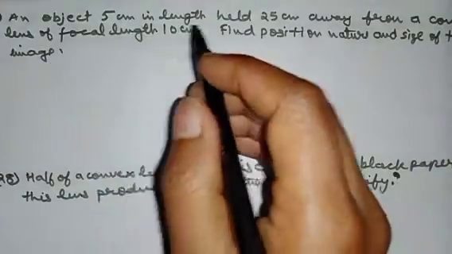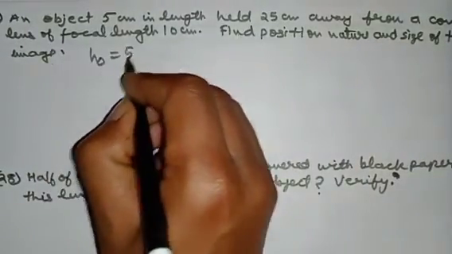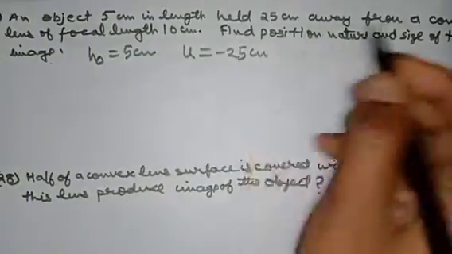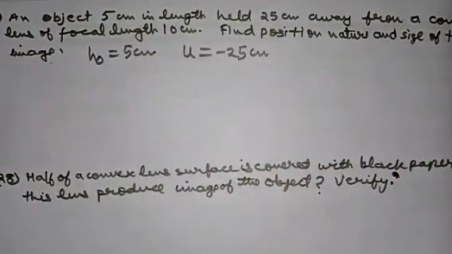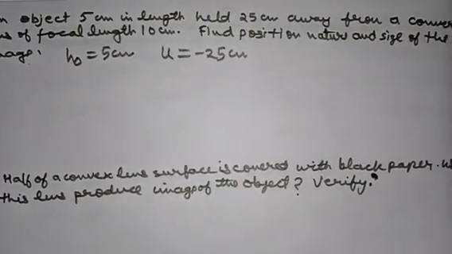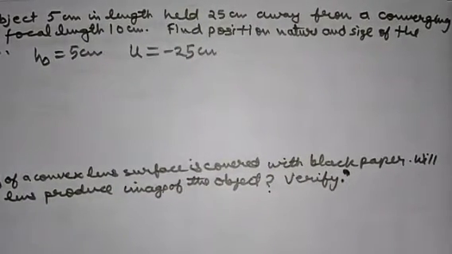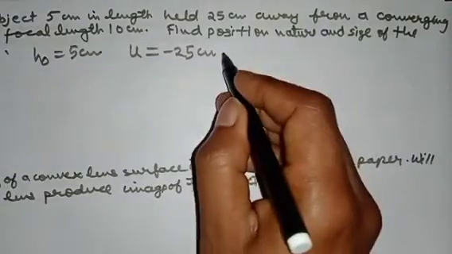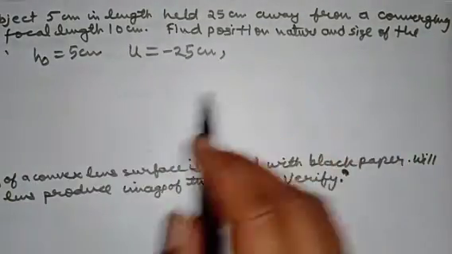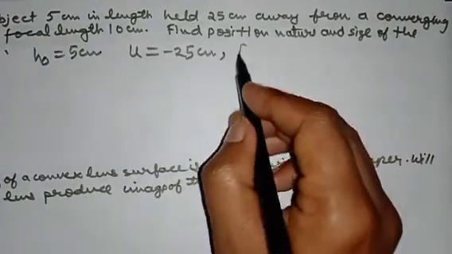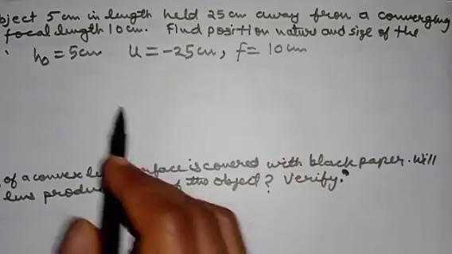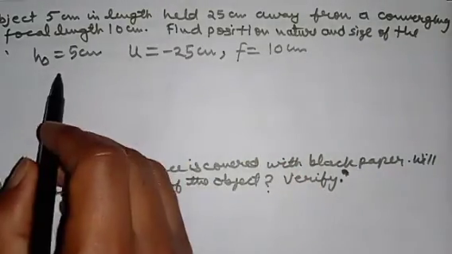So, an object 5 centimeter in length, height of object 5 centimeter, held 25 centimeter away, u equal to minus 25 centimeter from a converging lens. Remember, converging lens is convex lens, of focal length 10 centimeter. Find position, nature and size of image. So once again we will proceed accordingly.